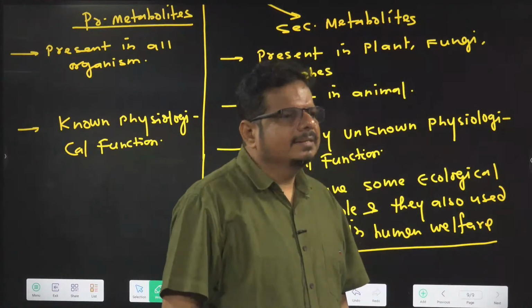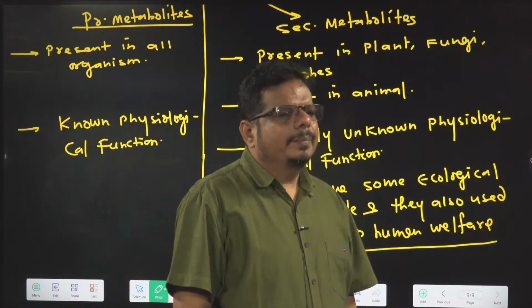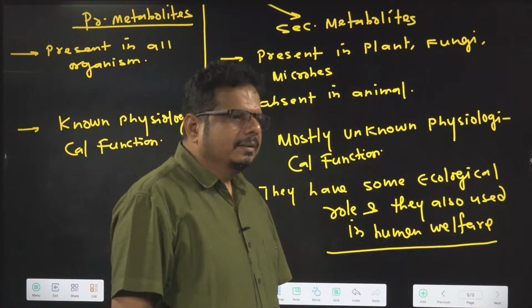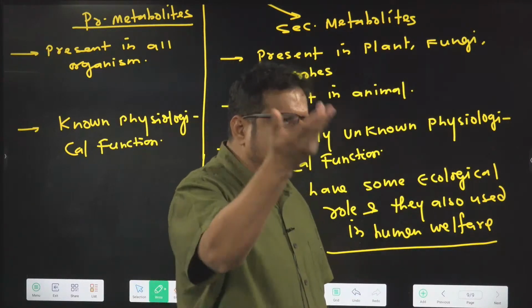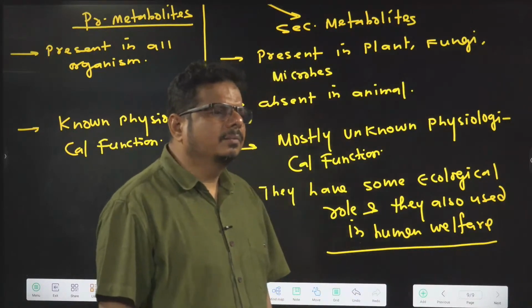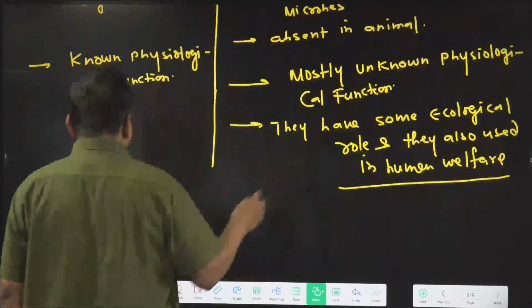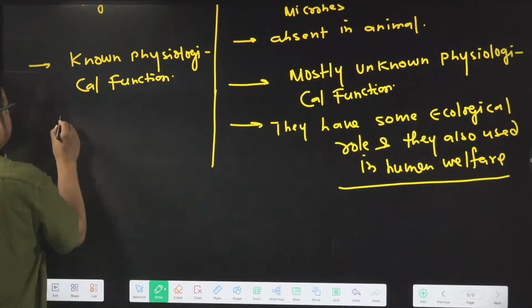These are basically secondary metabolites, and they help the plant to protect itself. So these are some ecological roles. But what are the physiological roles of most of the secondary metabolites? We don't know about it. Getting the idea? Now I am telling about the examples of primary metabolites.